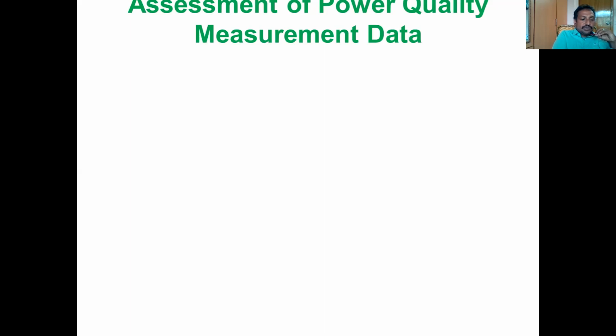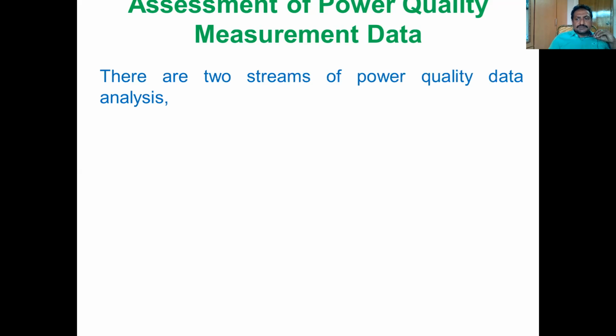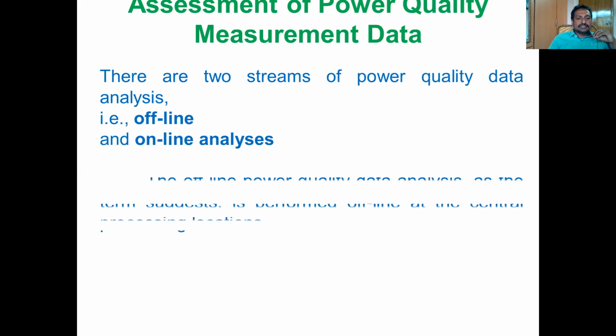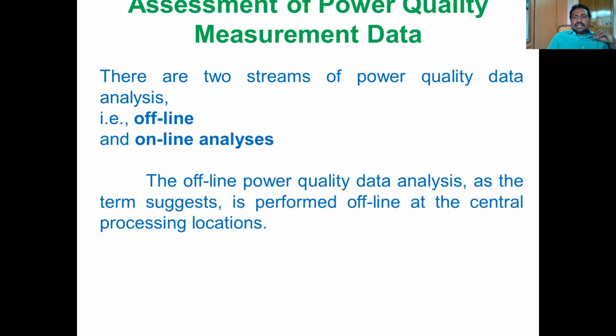Next, assessment of power quality measurement. There are two streams in which you can assess this. What are those two streams? Offline and online. For offline, we need very good measurement devices, a combination of harmonic and disturbance analyzer meter. If you have such a meter, you can store the data, and whenever you need that data, you can share it with any users or customers.